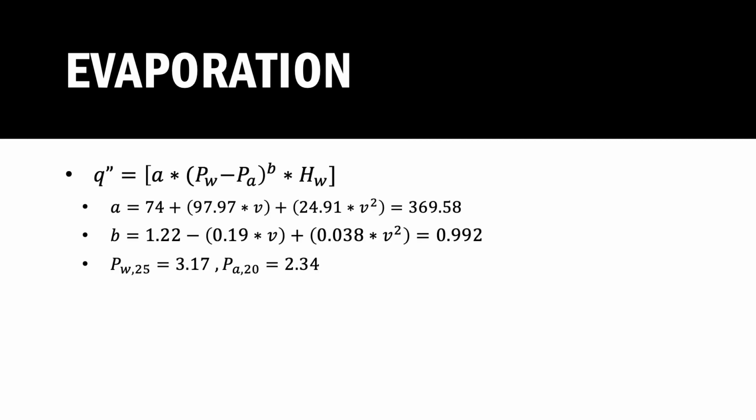The last piece of information we need to solve this problem is the heat loss from evaporation. We can start one last time with our original flux formula for evaporation in this case. To fill in the values of A and B, we need their formulas. Simply plugging in the velocity of the breeze from the problem statement into the equations for A and B gives us these values.